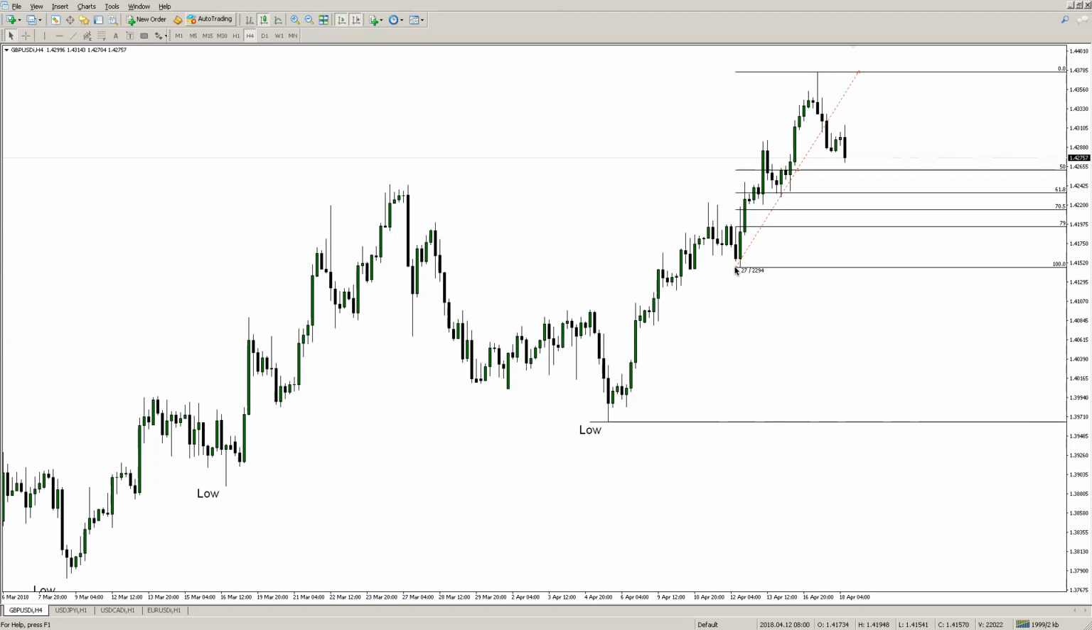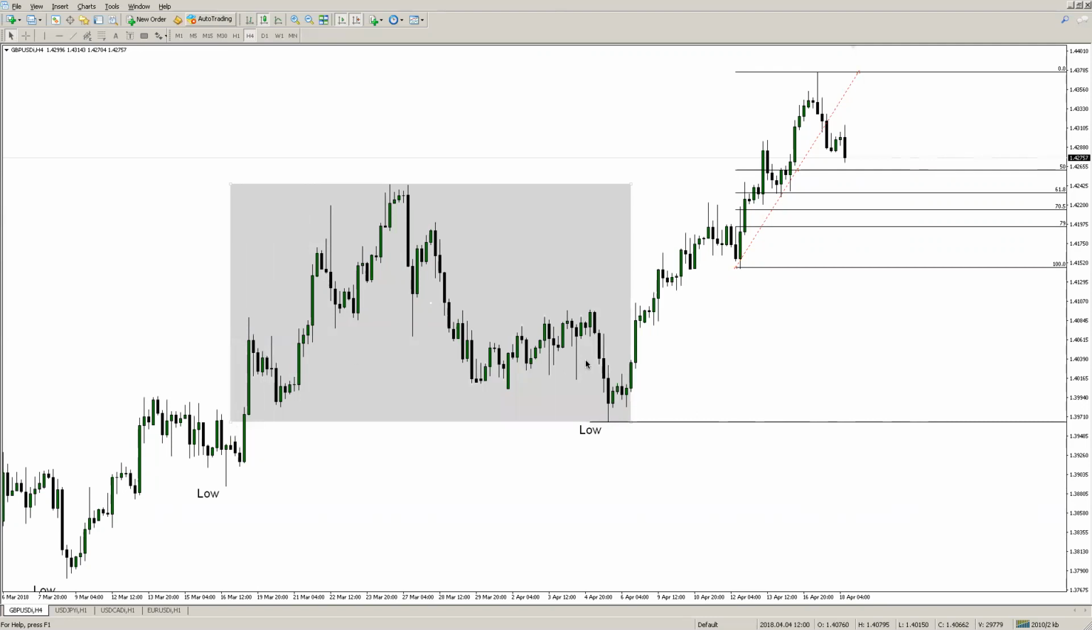So if we look at the market, all right, if we look at the market, we were essentially just consolidating in this area, right?